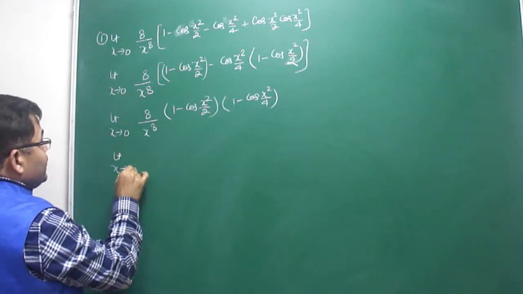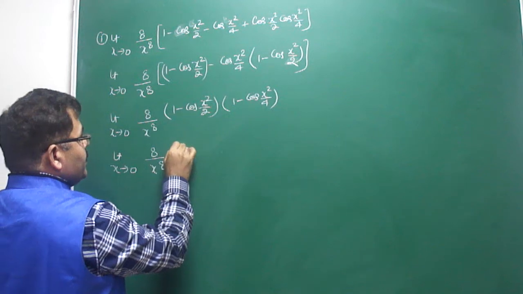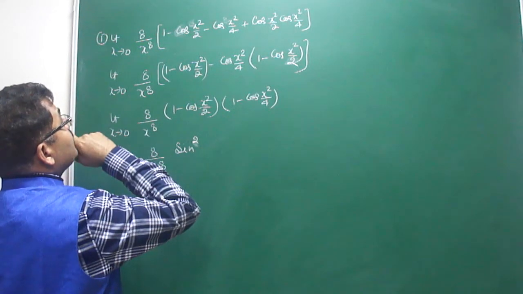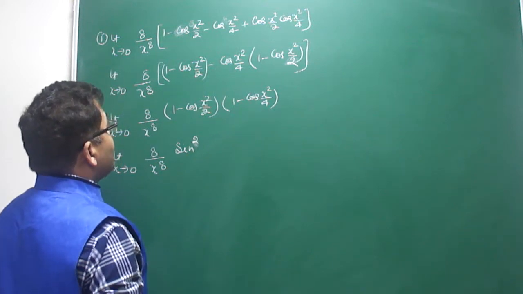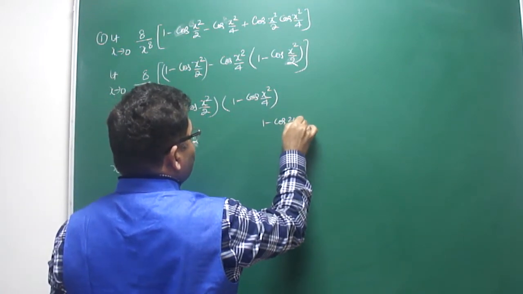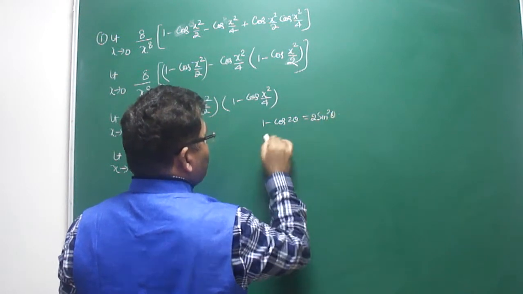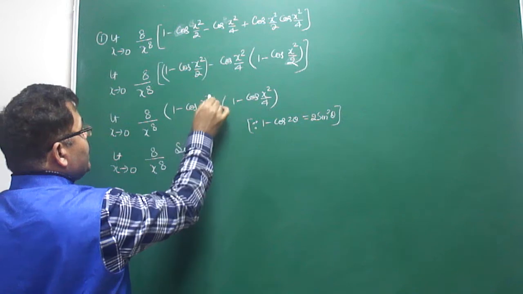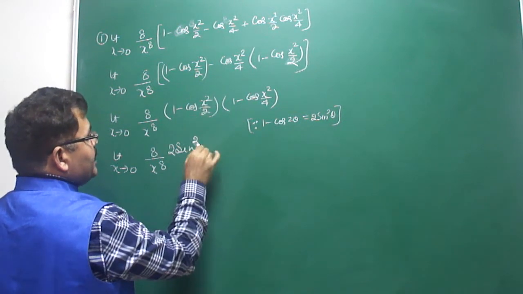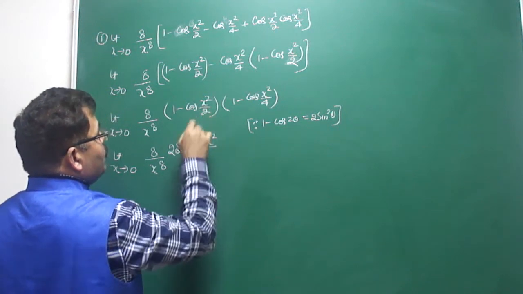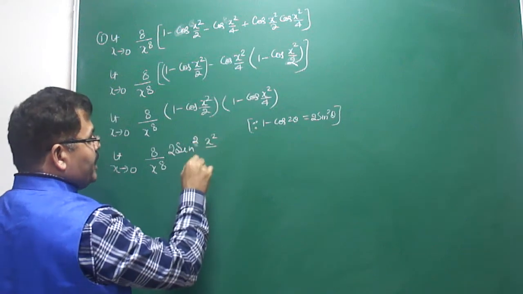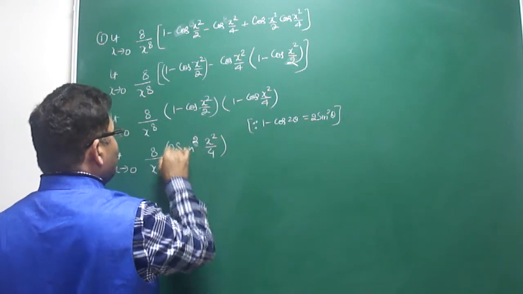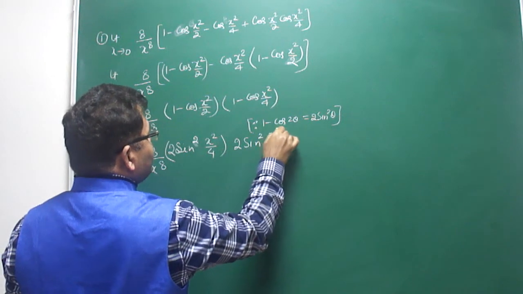Now this will turn up like limit x tends to 0, 8 divided by x to the power 8, into 1 minus cos x square by 2 into 1 minus cos x square by 4. It is like 1 minus cos 2 theta is 2 sine square theta. You know this formula, right? If there is 2 theta, then there will be theta. So similarly, 1 minus cos theta can be written as 2 sine square theta by 2. Theta by 2 means x square by 2 divided by 2 will be x square by 4. In a similar way, that will also be 2 sine square x square by 8.